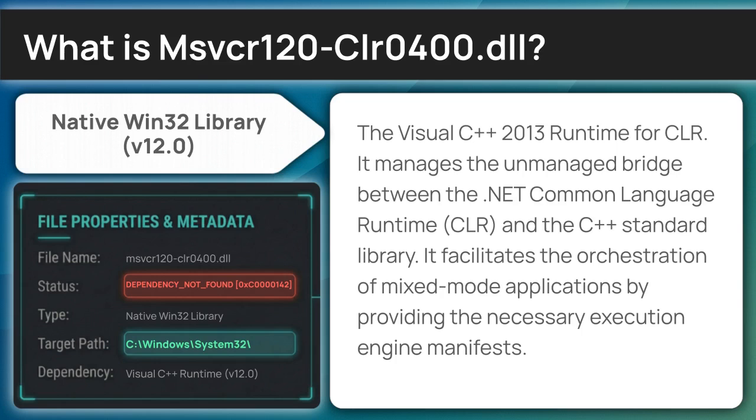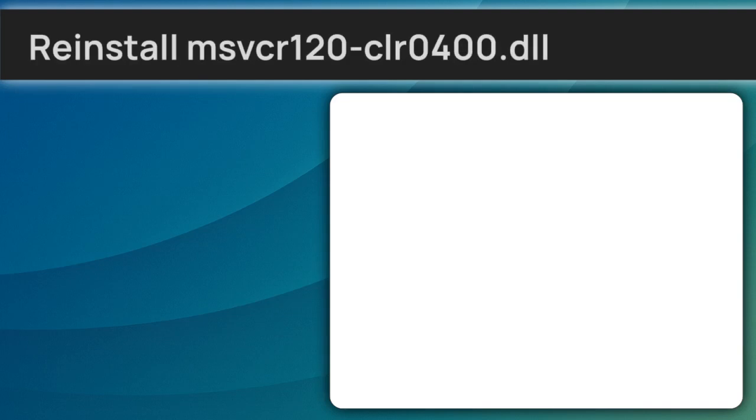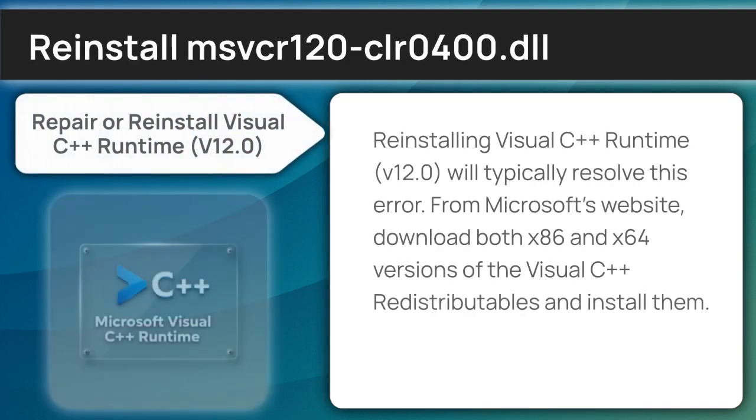With that context in mind, our first logical step is a clean reinstallation. Reinstalling Visual C Runtime version 12.0 will typically resolve this error. From Microsoft's website, download both x86 and x64 versions of the Visual C redistributables and install them.